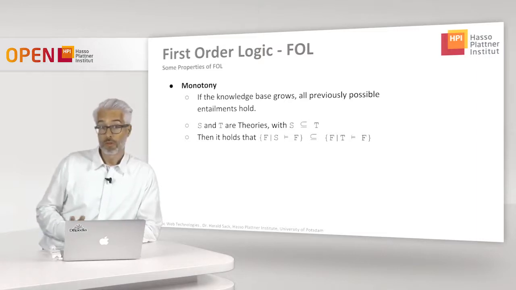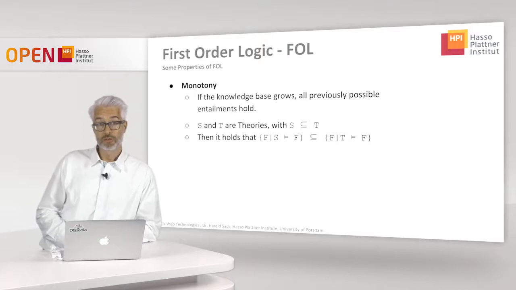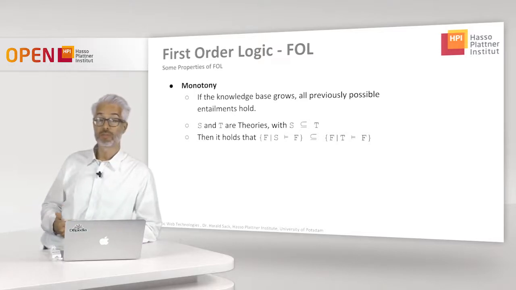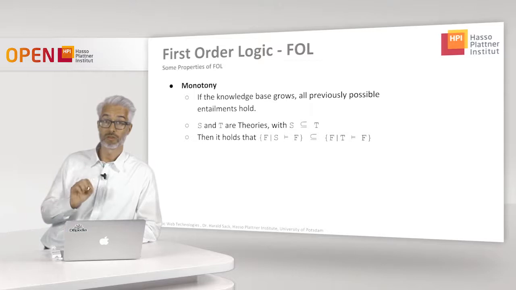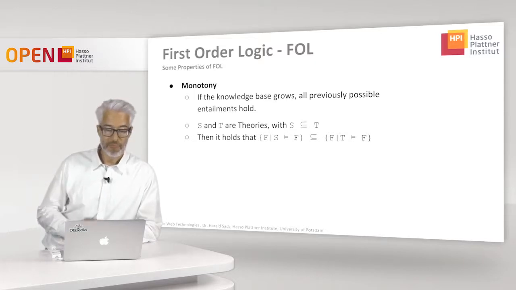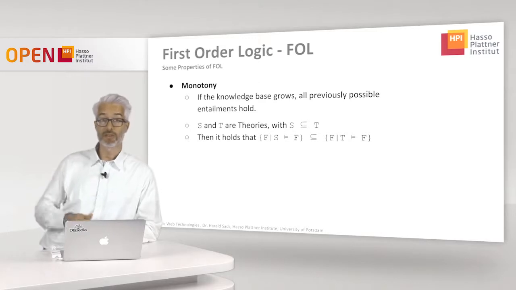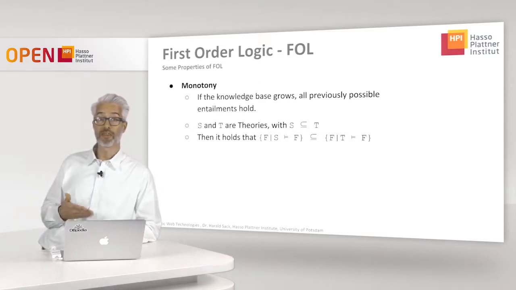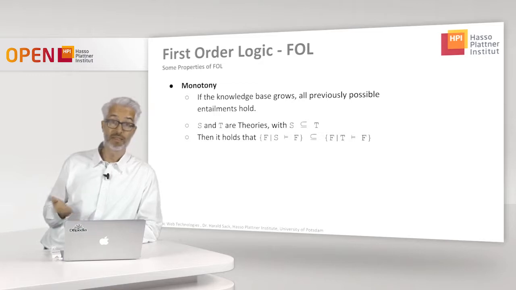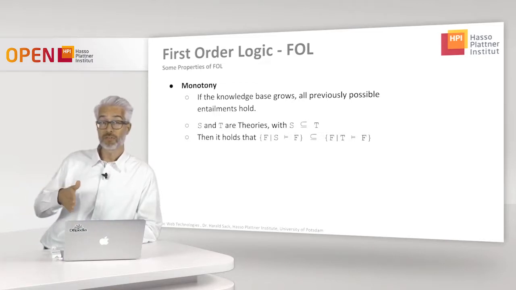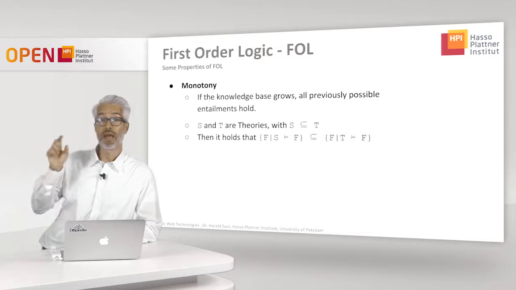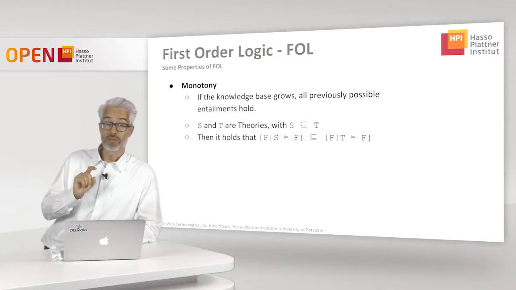Then two or three more properties of first-order logic. First, first-order logic is monotonic. There is a monotony property, which says that if the knowledge base grows, all previously possible entailments still hold. You can also express this in a formal way. If S and T are theories and S is a subset of T, then all of the formulas which can be entailed from S are a subset of all of the formulas which can be entailed from T.